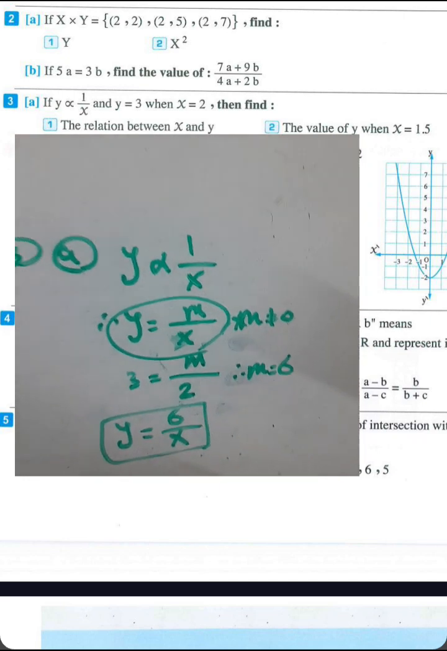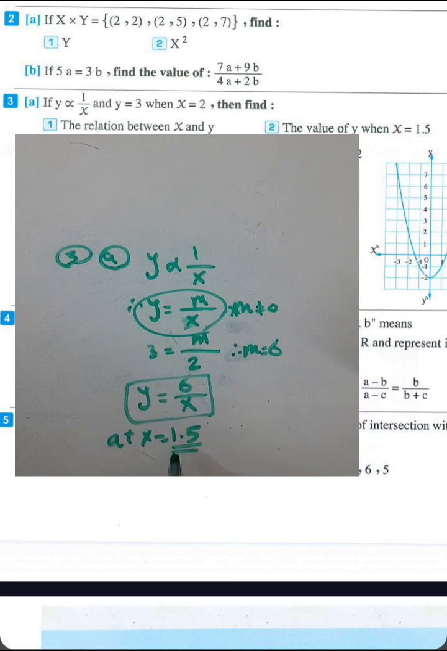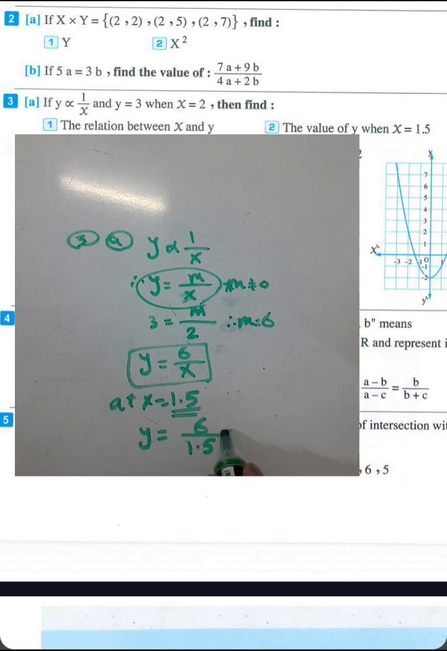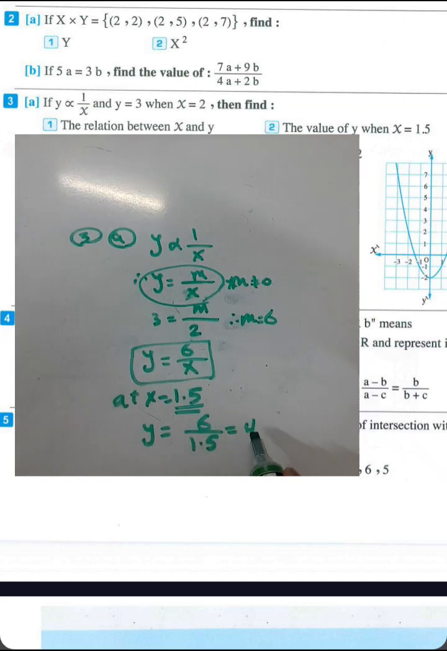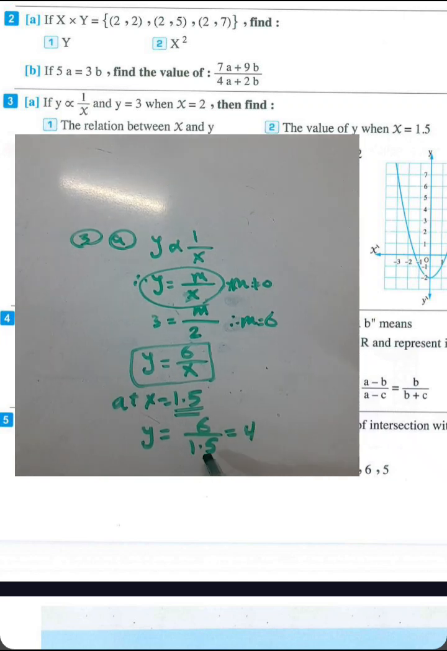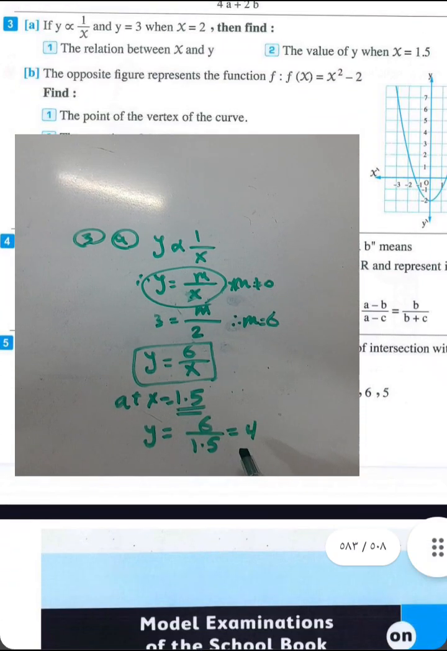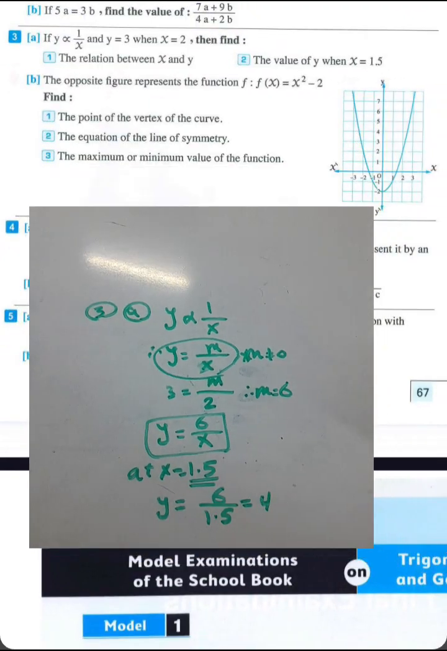And then he wants to find the value of y when x equals 1.5. Then y equals 6 over 1.5 here. The result will be 60 over 15. It will be what? It will be 4. 6 divided by 1.5 will be 4. Then the value of y here equals 4. Next example: the opposite figure represents the function f of x such that f of x equals x power 2.